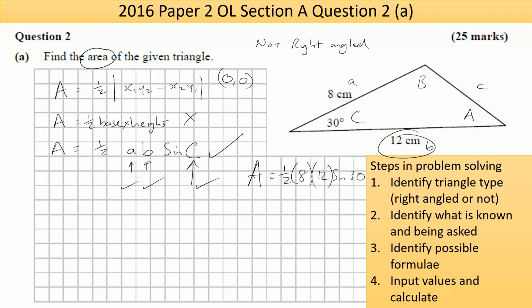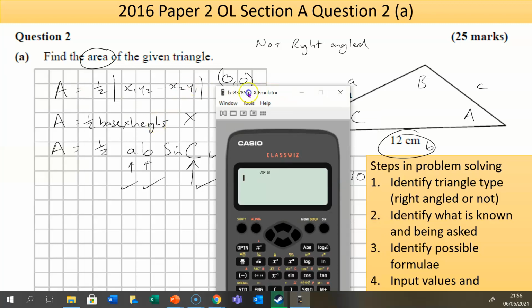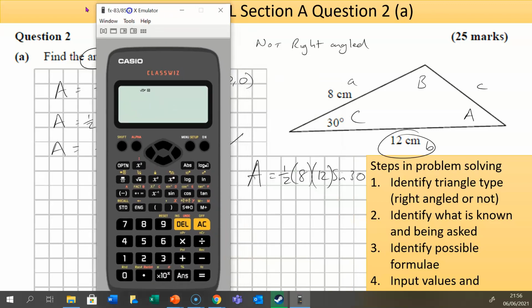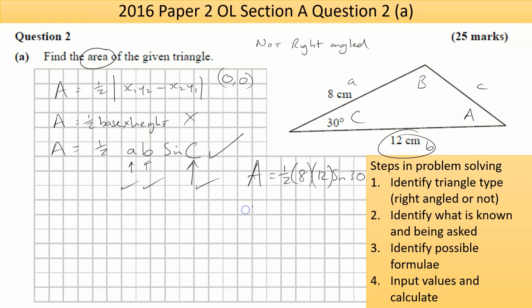I should have my calculator open, but I don't. So I have a digital version of a calculator that's going to be useful here. I hope it's visible. If I put in a half, and I can put in the fraction, a half, brackets for multiply, 8, second brackets, put 12 in, and then sine 30. It's going to close those brackets. So that's basically what I have on the page. If I press equal, I go straight to my answer. So area is equal to 24.